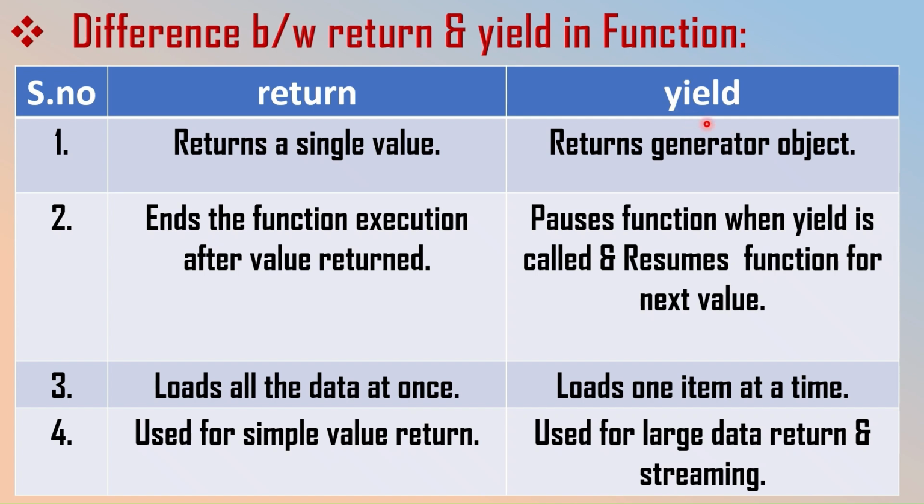So these are the simple differences of using return and yield keywords in functions. So this is all about scope of variables in functions and generator functions in Python.